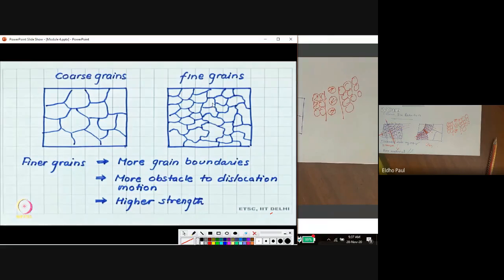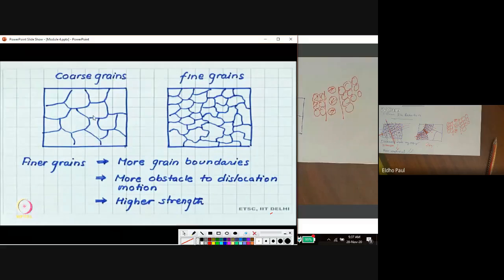Okay, so more grain boundary means more boundaries to resist the dislocation motion, so fine-grained materials are stronger than coarse-grained material. Here all the grain boundaries offer restrictions or obstacles for the movement of dislocation. Here the grain boundary regions are more, so fine-grained materials have higher strength than coarse-grained material.